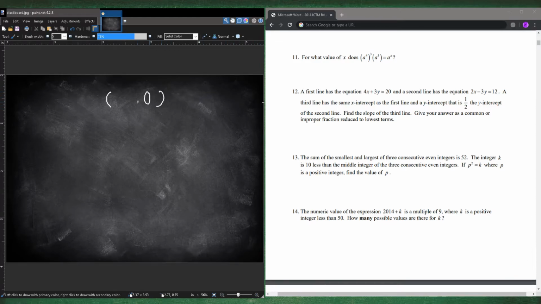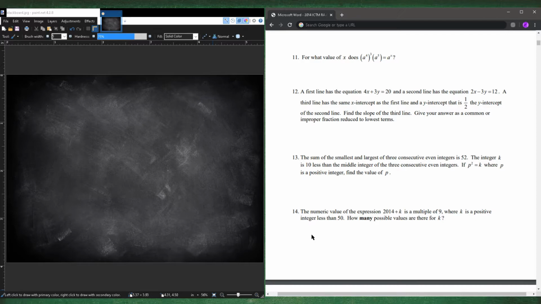So y is 0 on the first line. So if this is 0, that means x is 5. Okay, so that's our first point. And it has a y-intercept, so it'd be 0 comma something. And it's half of that. So x is 0, that means our y is at negative 4, so half that is negative 2. So our slope, 0 minus negative 2 is 2. 5 minus 0 is 5. So our slope is just 2 over 5. And that's basically it for number 12.